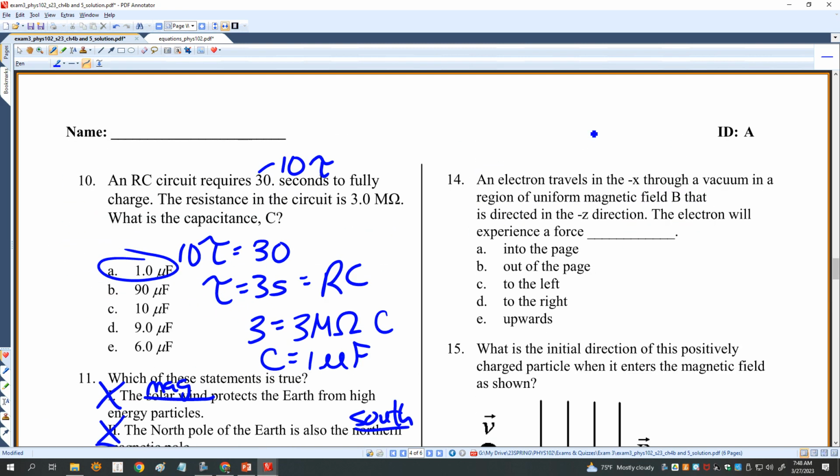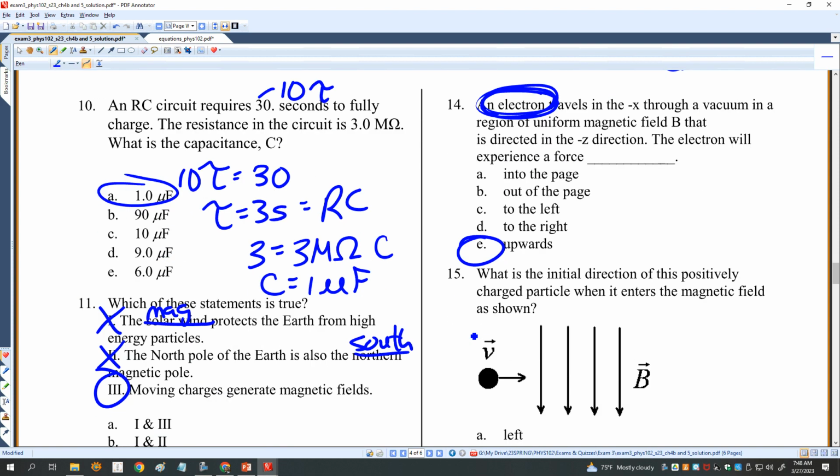Electron travels in the negative x. First, the electron travels in the negative x direction in a region of magnetic field that is directed in the negative z direction. The electron will experience a force that, if I do my right-hand rule, I get down, but it's an electron, so I take upwards. And I was nice, I didn't give you down as an option, so you should have noticed that was a problem.